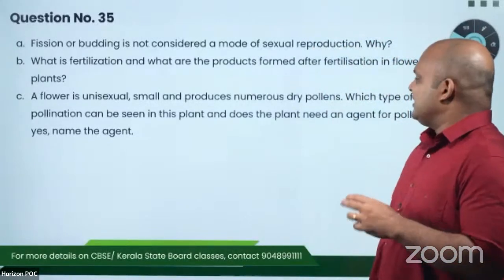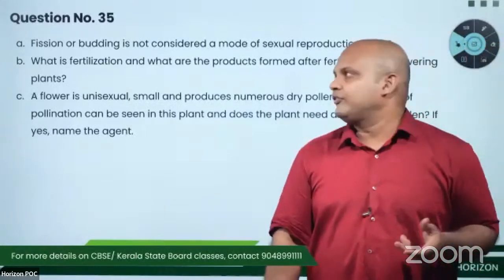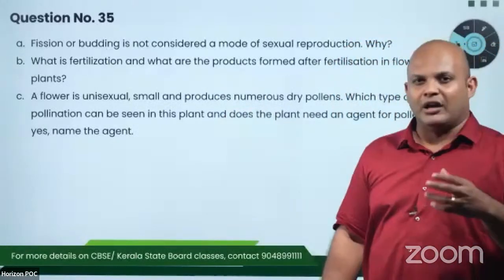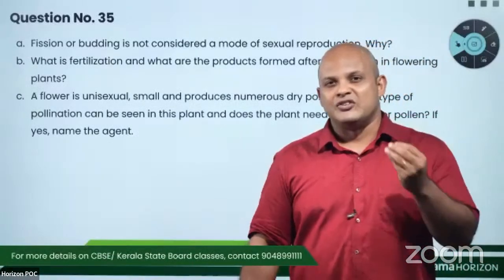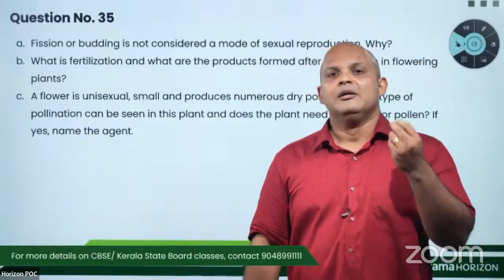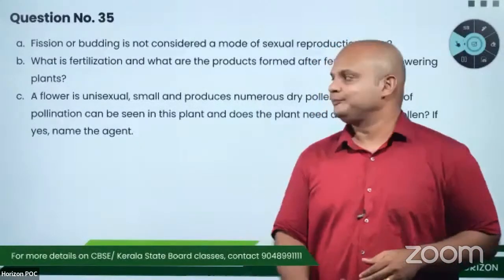Now, what is the agent for pollination in this case? The most likely agent is wind, because the pollen is large in amount and it is dry. So it can be carried by the wind very easily. It is very light. So the most likely pollination agent for this particular plant is wind.